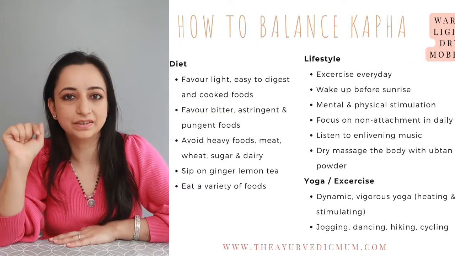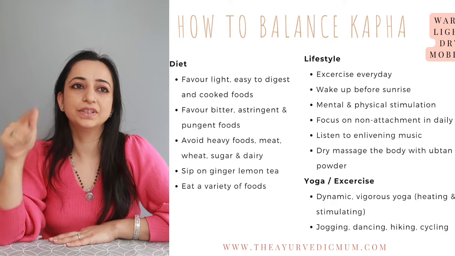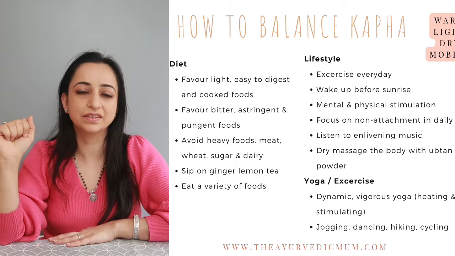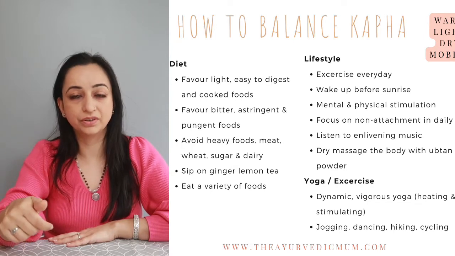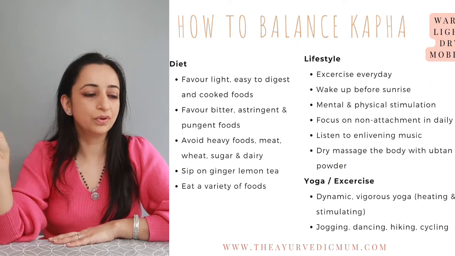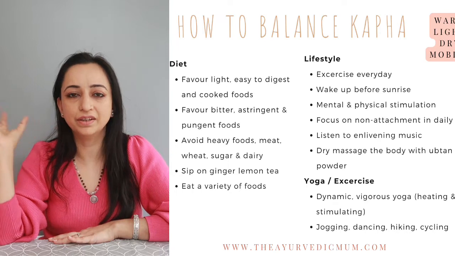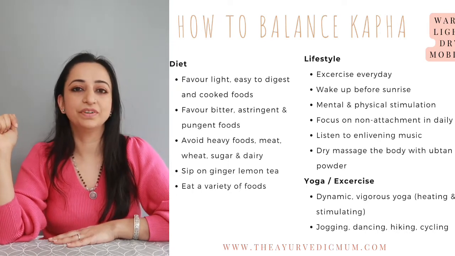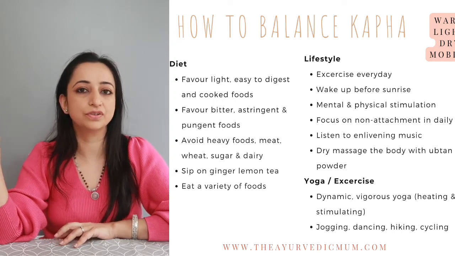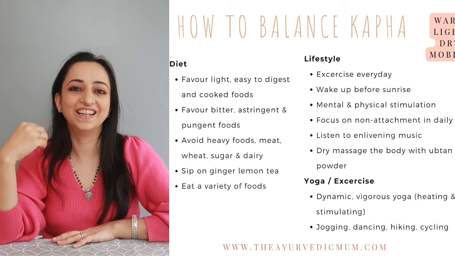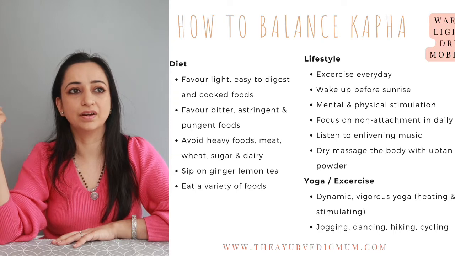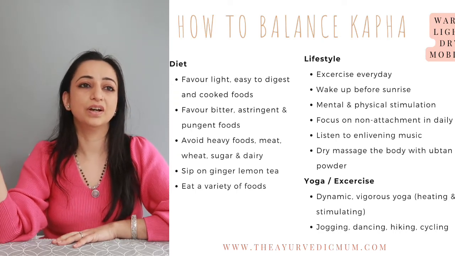So how to balance kapha now? We've seen the qualities of kapha are cold, wet, moist, stable and dense. To balance it, we need the opposite qualities: warm, light, dry and mobile. So those are four qualities that we need to apply in our diet and our lifestyle. So favor light, easy to digest and cooked foods, because your digestive fire is not strong. You're going to help it with light and cooked foods.